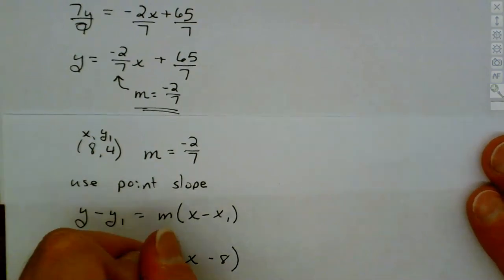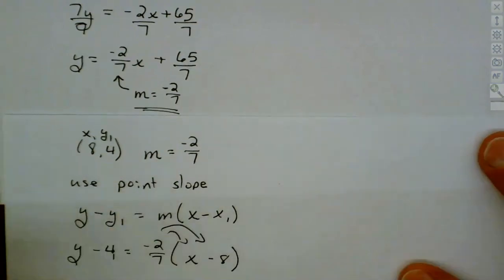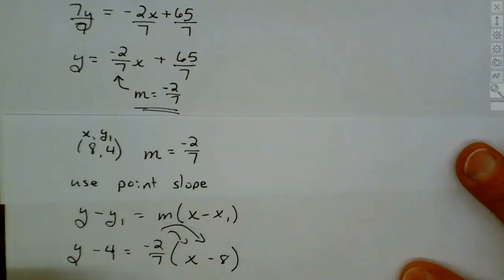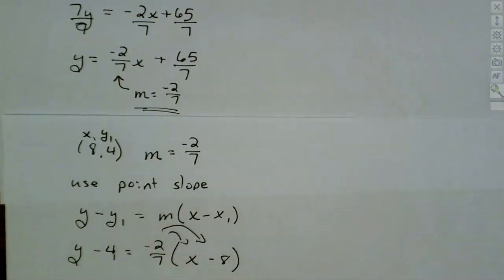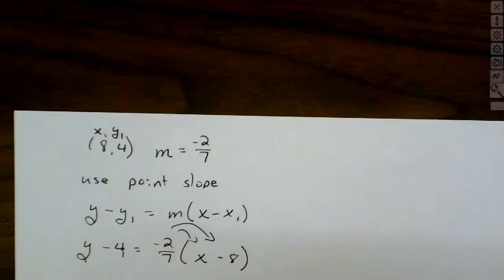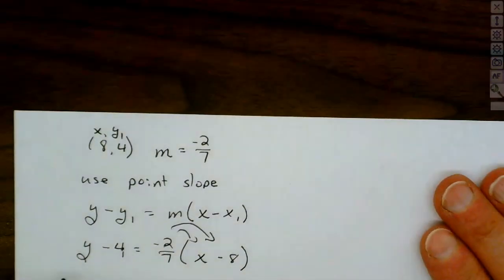And now we're going to distribute through. And we've got y minus 4 equals now minus 2/7 x. Negative and negative makes it positive. 2 times 8 is 16/7. We want this in slope-intercept form. So to get this in slope-intercept form, we're going to have to multiply it by 7.